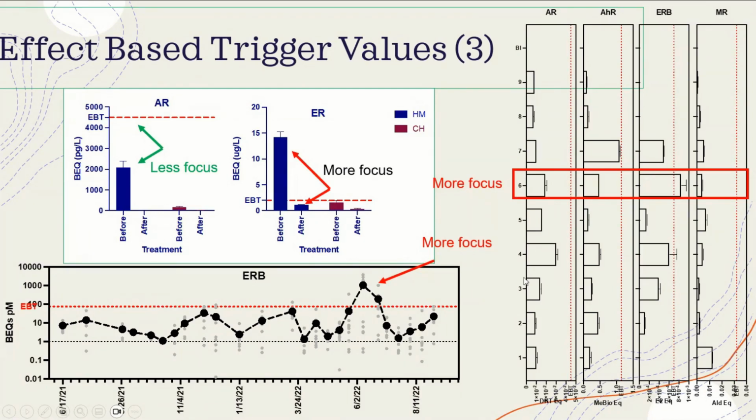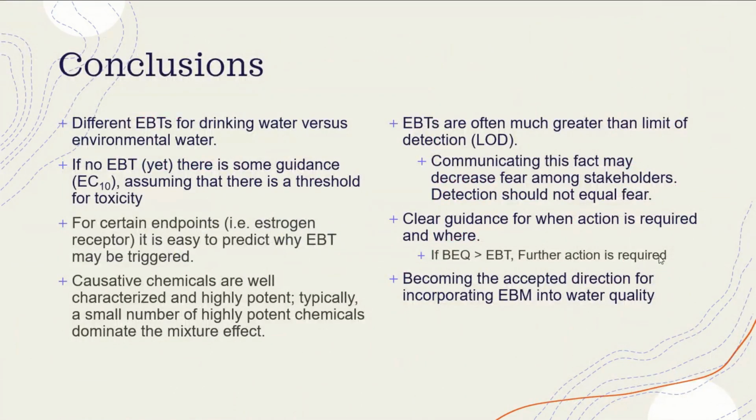Here is a case where we've looked at several sites and looking at different molecular initiating events. This particular site has crossed over on the EBT value, again, for the estrogen receptor. So what is going on at this site? And you can also start to look at multiple factors and how close we are to the EBT for multiple different endpoints as well.